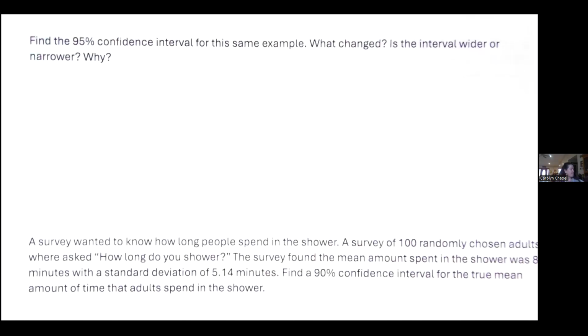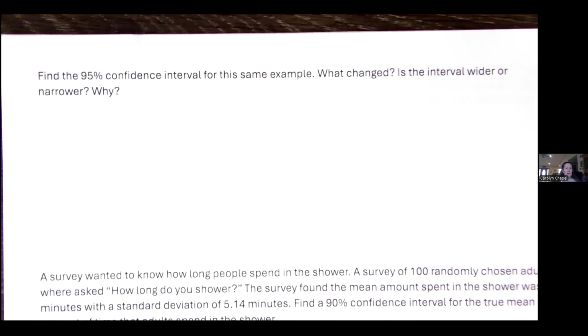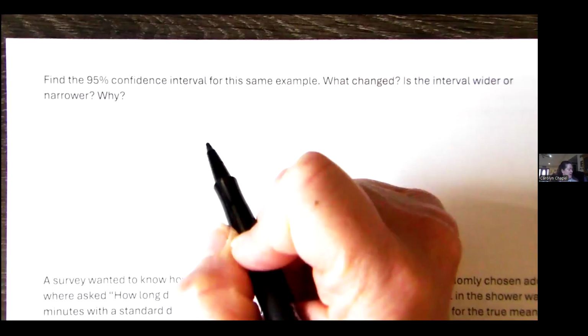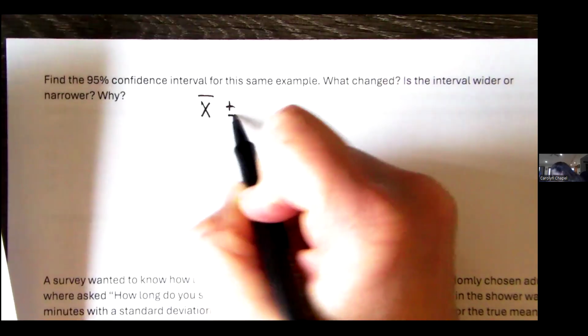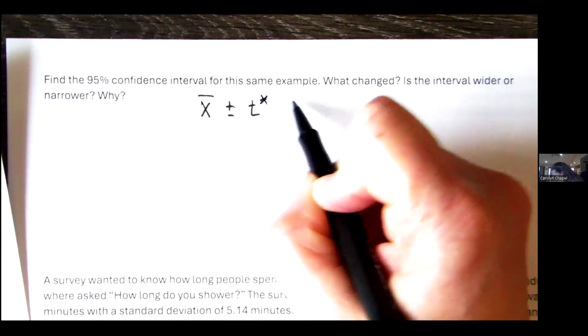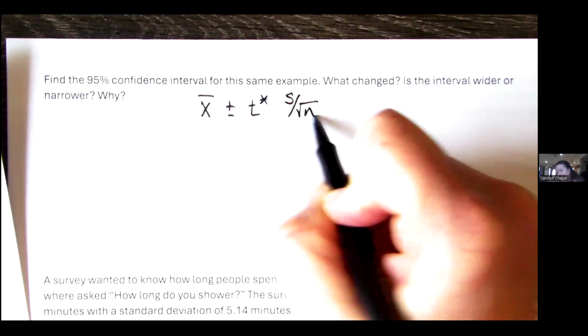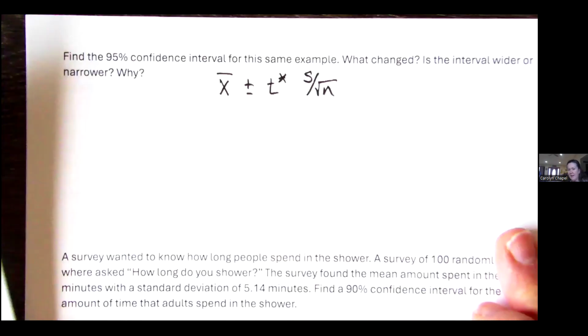Okay, let's do another one. And I think this time we're just going to answer the question before we do another example. Let's say we did a 95% confidence level for the same thing. So what's going to change? Well, let's see. Would the X bar change? Let's put our formula down here: plus or minus T star S over the square root of N. And we will actually calculate this and find out.